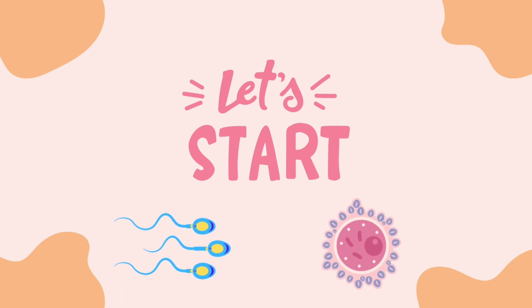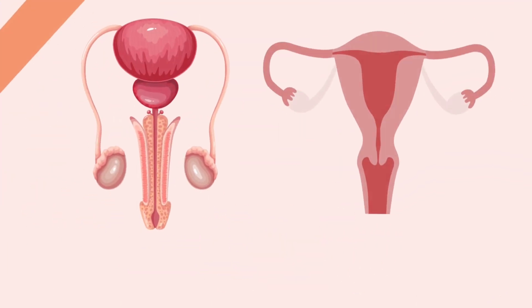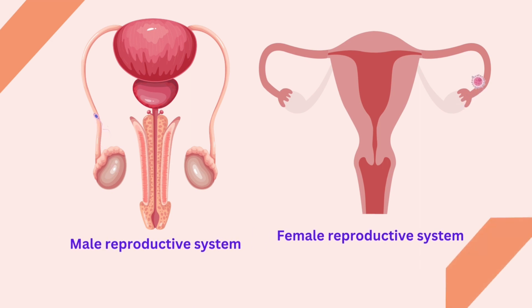Alright, let's start by understanding what fertilization actually is. Fertilization is the process by which a sperm cell from a male fuses with an egg cell from a female to form a fertilized egg, or zygote. This zygote then develops into a new individual.